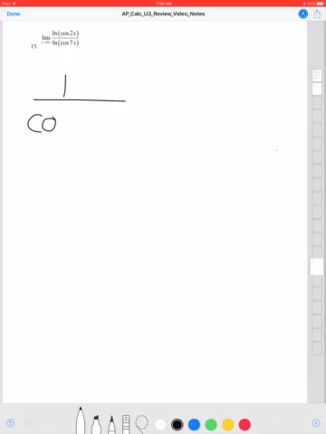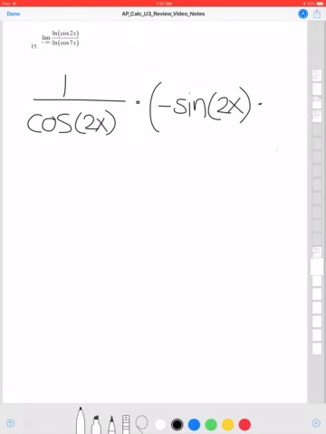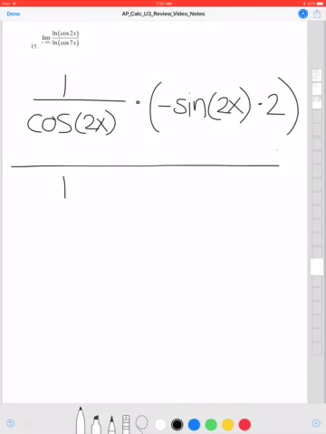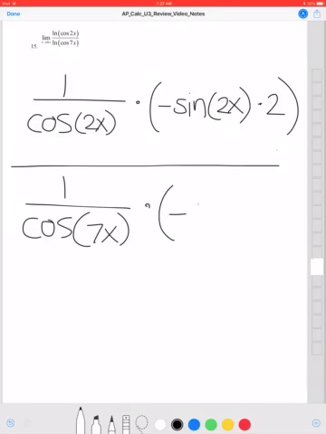Alright, the derivative of the top. Derivative of the natural log of something is 1 over that something times the derivative of that something. And the derivative of cosine is negative sine of something times the derivative of that something. Okay, the bottom's going to come out the same, just with the 7x.